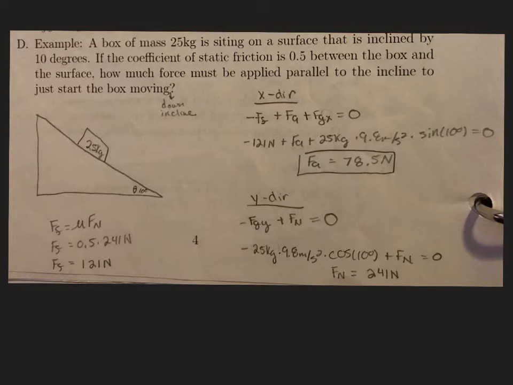And we're given the coefficient of static friction between the box and the surface. And we want to know how much force must be applied parallel to the ramp, so along here, to just start the box moving down the incline.